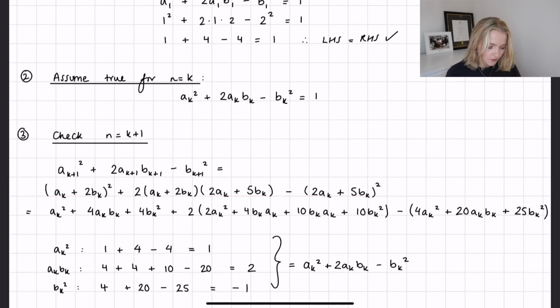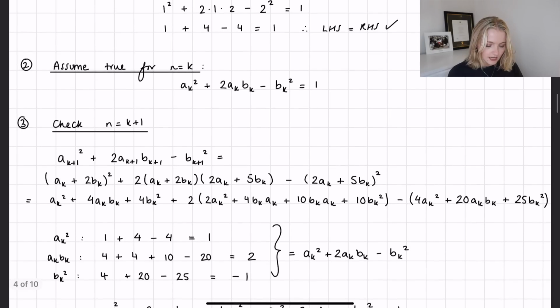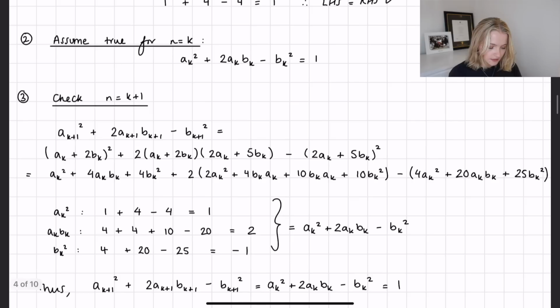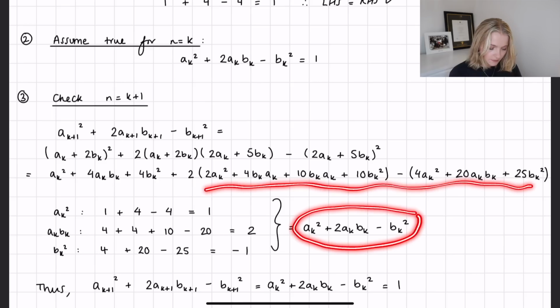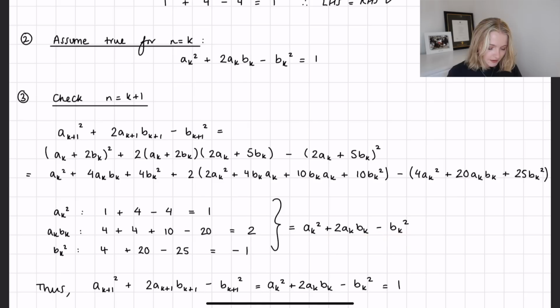You can expand it out, and what I did was I expanded it out and then I collected terms. So I said, okay, let's look at all of the a_k squared terms, and we had 1. Then let's look at all the a_k b_k terms, and we had 2. And let's look at all the b_k squared terms, we had -1. So we can rewrite all of this mathematics into a really nice format, which is this here. And what we can deduce from that is that this here is this here.